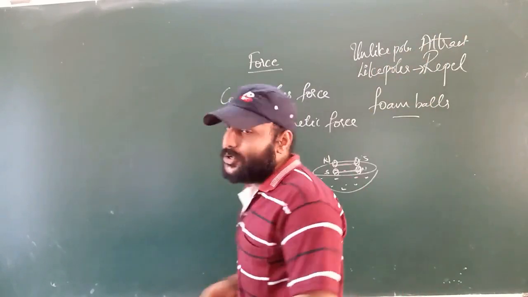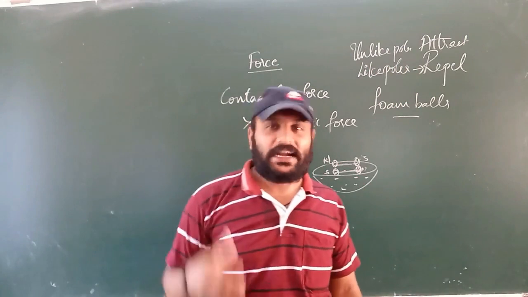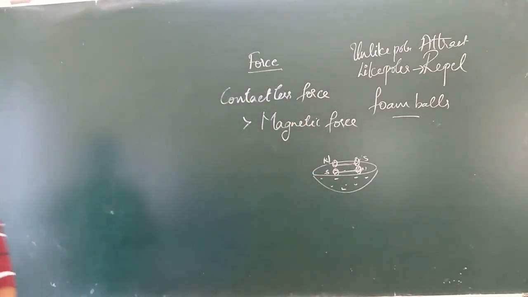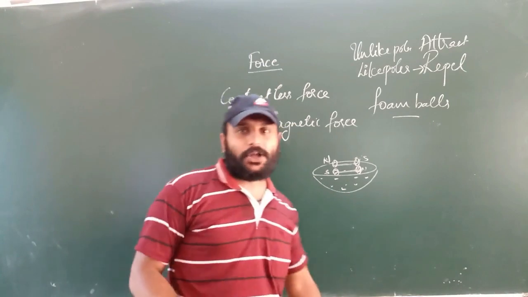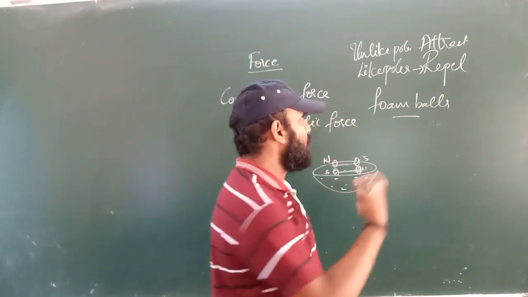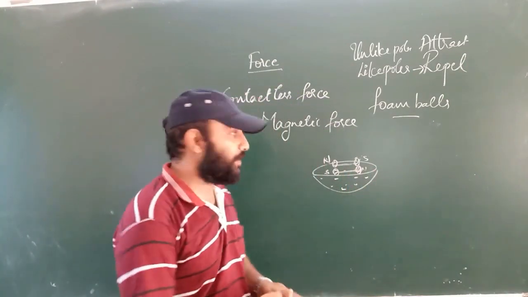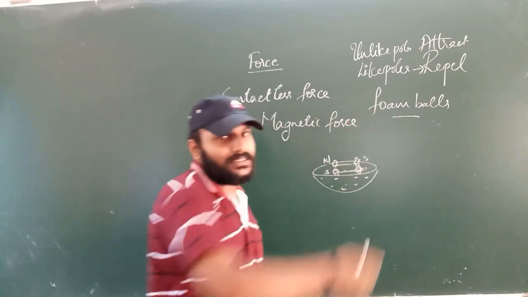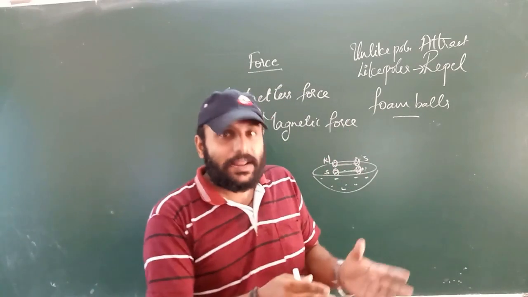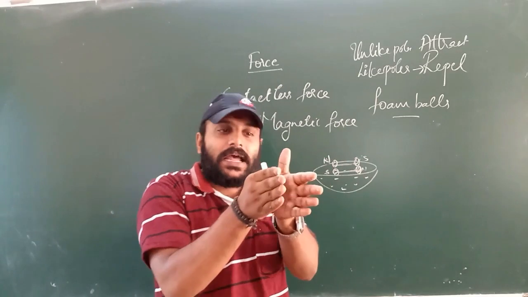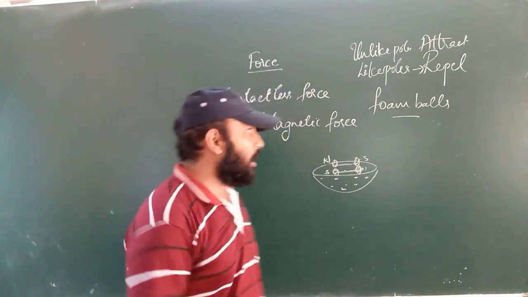So here, understood? Like poles repel, unlike poles attract each other. That is the important property of a magnet. That is the main thing we are observing here. When we place the north and north at one side, what is happening? Like poles are moving apart. Unlike poles attract each other.